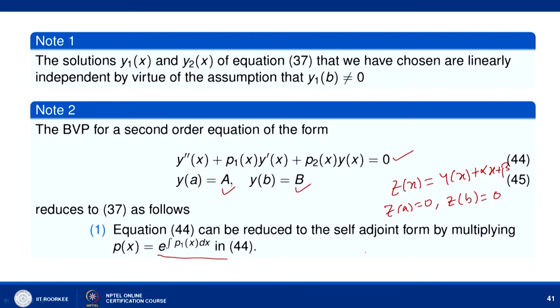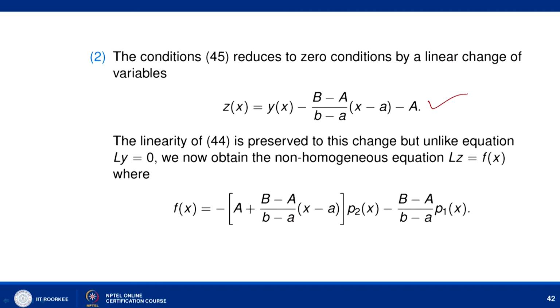So, if you look at this, 0 equals y of a, which is a plus alpha a plus beta, and z of b is equal to 0. So, 0 equals b plus alpha b plus beta. So, using this you can find out the value of alpha and beta here. That is what I have written here, that you can find out alpha and beta and it is given by this.